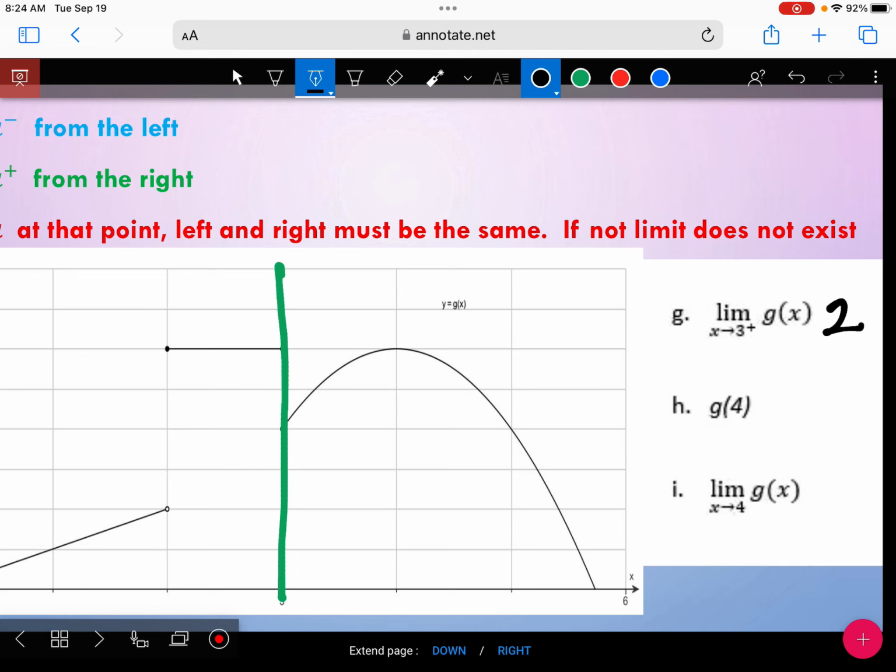Does it matter if it's open or closed circle? You're just looking for the limit. Where does it hit the wall? It doesn't hit the wall on the x-axis. On the y. We're looking for the y value.